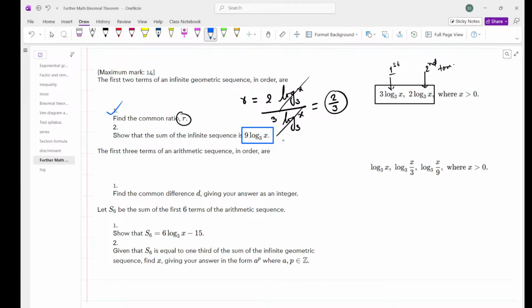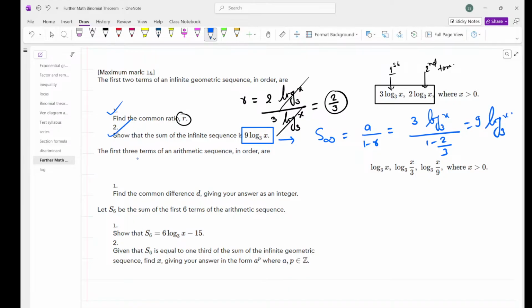Very nice. Oh, fast. So S infinity is a upon 1 minus r. So a is log 3x, and then you do log 3x upon 1 minus 2 by 3, that is 1 by 3. So yeah, this is a very simple one.